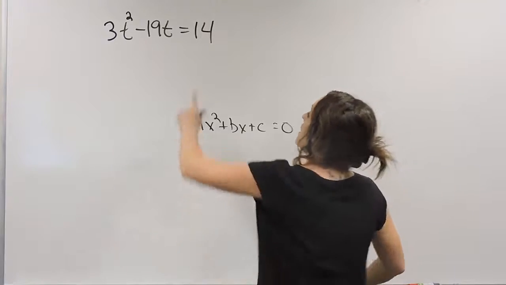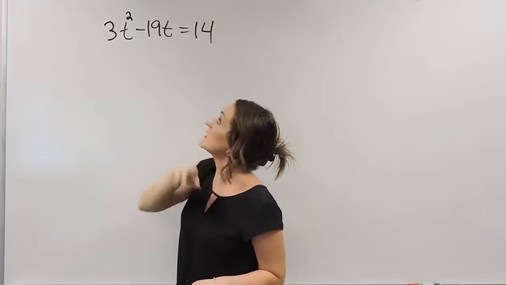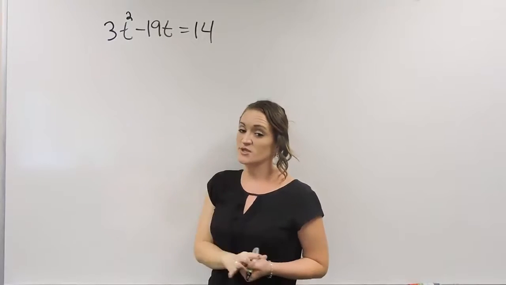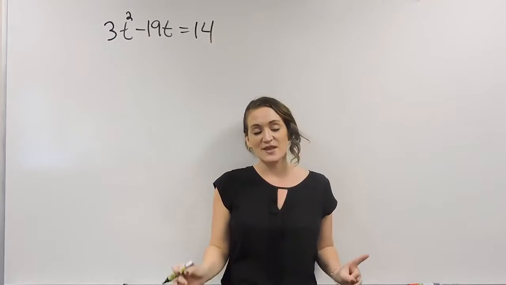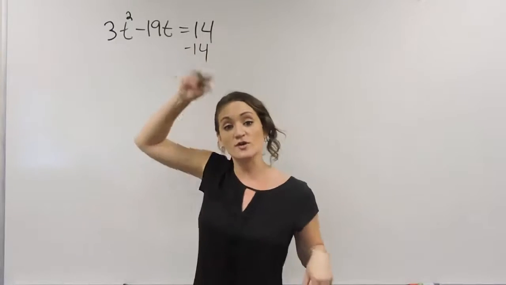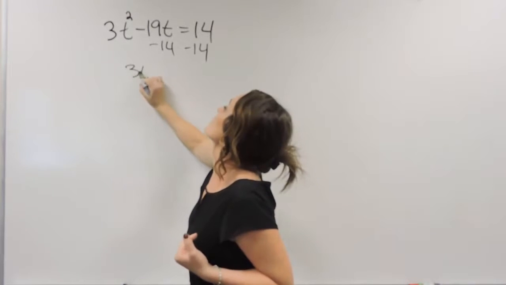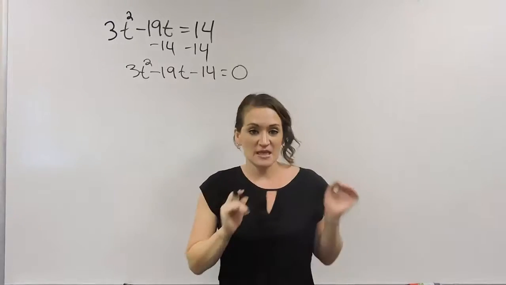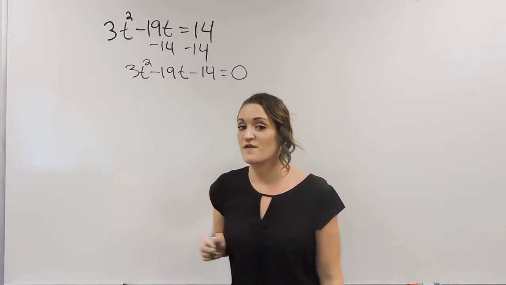So for example, I have this example written up here on the board, 3t squared minus 19t is equal to 14. Notice that this is not in proper quadratic equation form. It is not set equal to 0. So the first thing that I have to do before doing anything else is to put this in proper form first. So that's a matter of scooching this 14 over to the other side. So I'm going to subtract it on both sides first, giving me 3t squared minus 19t minus 14 is equal to 0. And now it's in proper form. I can proceed with now factoring.